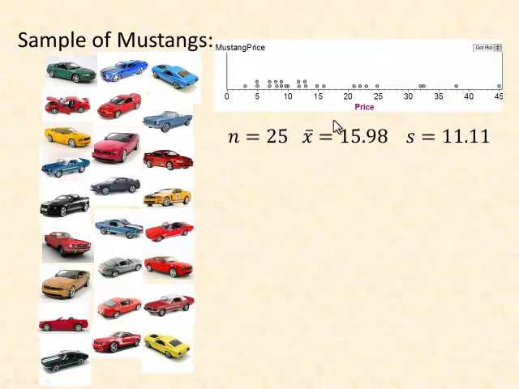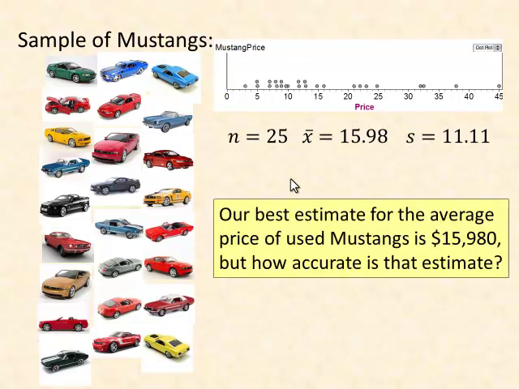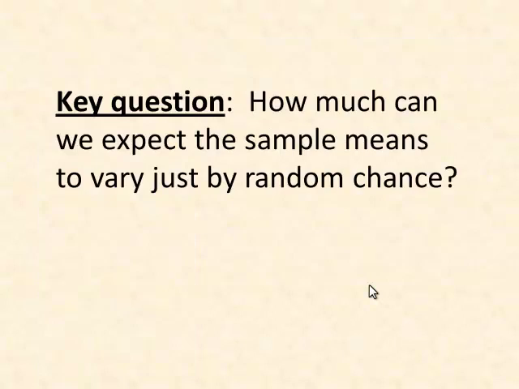Again, this is all your students need to know in order to be able to start constructing and understanding confidence intervals. So our best estimate for the average price of used Mustangs is $15,980 from this sample mean, which is in thousands of dollars. And the question is, how accurate is that estimate? We want some kind of confidence interval or margin of error to put with that best estimate. Key question: how much can we expect the sample means to vary just by random chance?